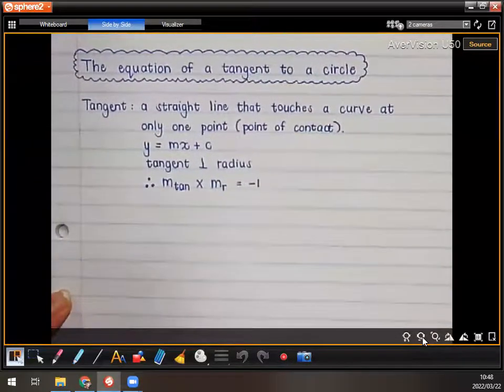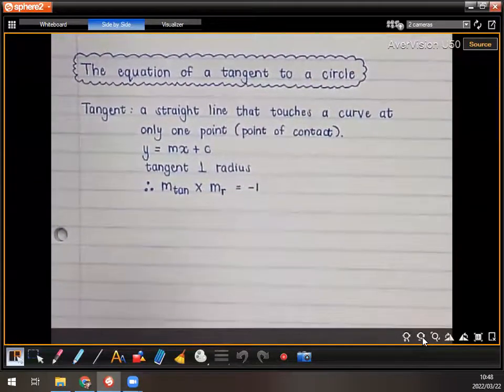The equation of a tangent to a circle. This is the last type of line that we're going to have to work with. For example, 3 types of lines, right? Find the equation of the median, altitude, perpendicular bisector. This is now the last type.